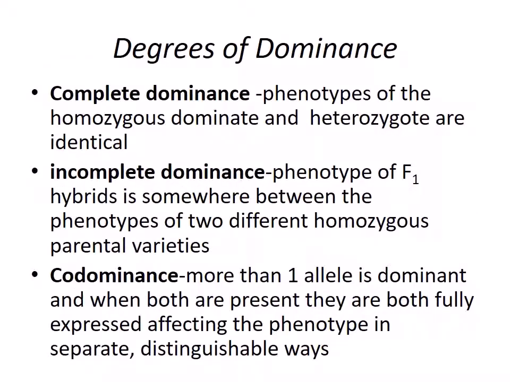So earlier we talked about complete dominance, where the phenotypes of homozygous dominant individuals and heterozygous individuals are identical, but really there's degrees of dominance. So we're going to talk about complete dominance again, then we're going to talk about incomplete dominance, where the phenotype of the F1 hybrids is somewhere in between. It's like a blend between the phenotypes of 2 different homozygous parental varieties. And then we're going to talk about codominance, where we have more than 1 allele that is dominant, and when both alleles are present, they're both fully expressed, and they affect the phenotype in separate and distinguishable ways. So we'll go through examples of each of these coming up.